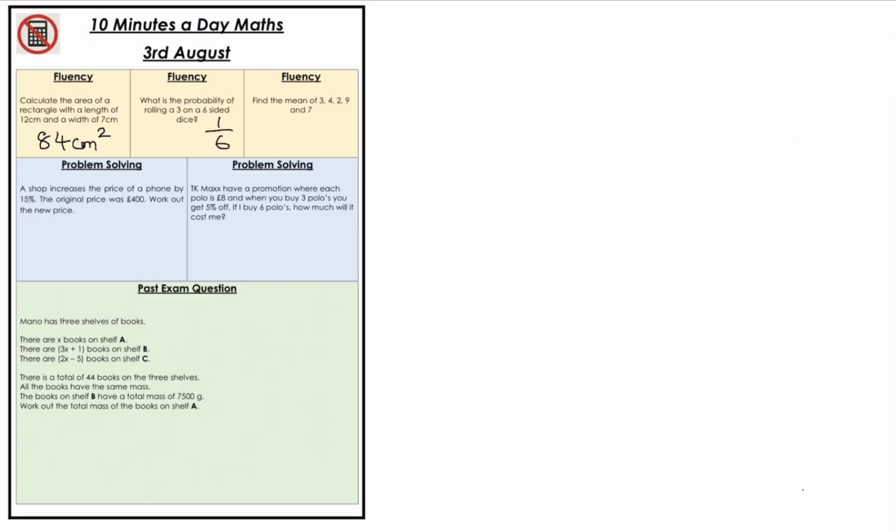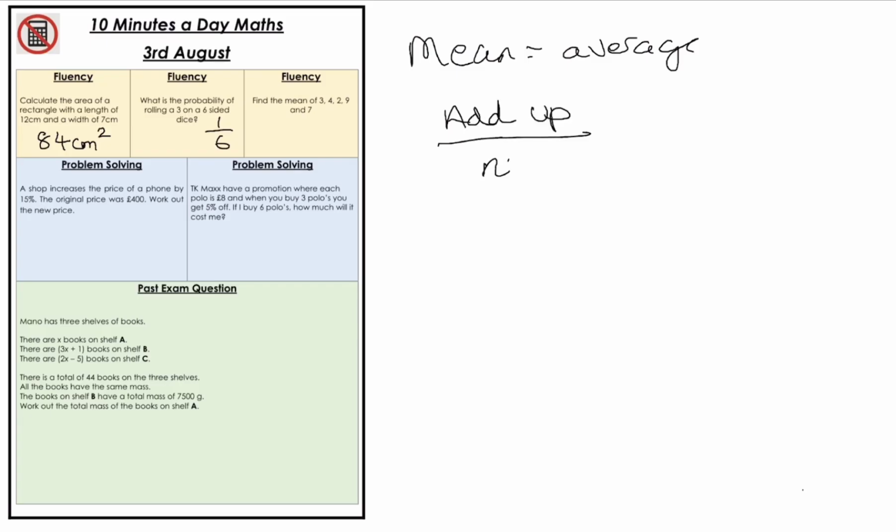Now, the next one is mean. Okay, now mean, mode, median, and range. It's a whole set of data that everyone gets confused about. Everyone's like, oh, what do I do for mean? What do I do for mode? And things like that. Well, for mean, this is also known as the average. Okay, and this is where you add everything up and then you divide it by the number of options.